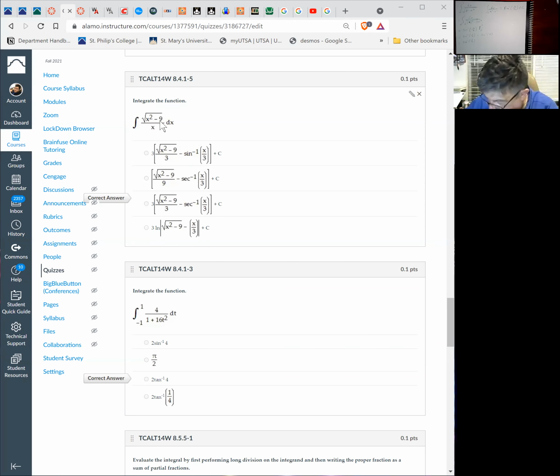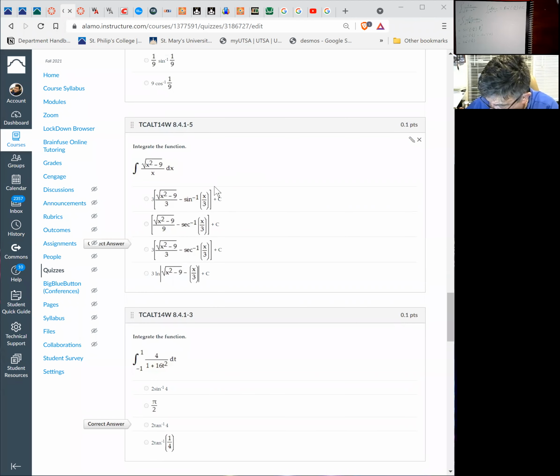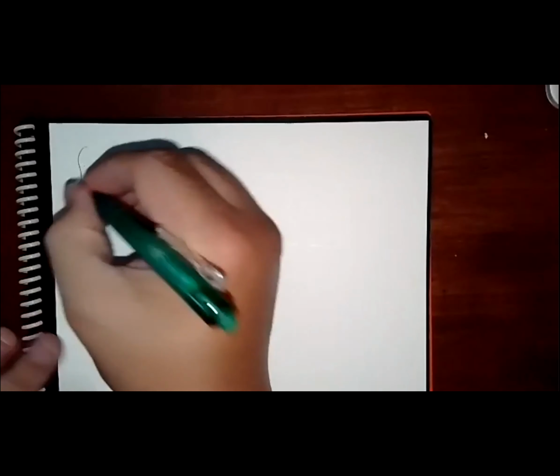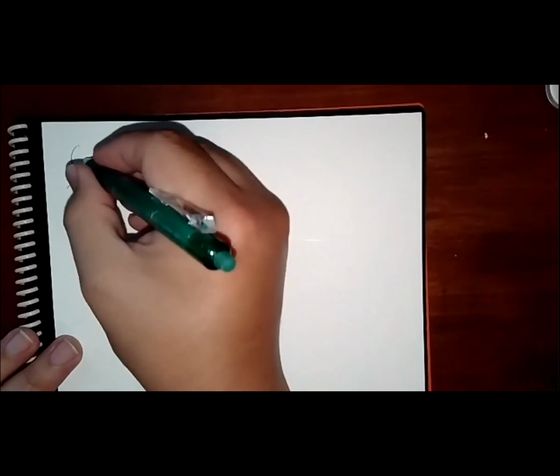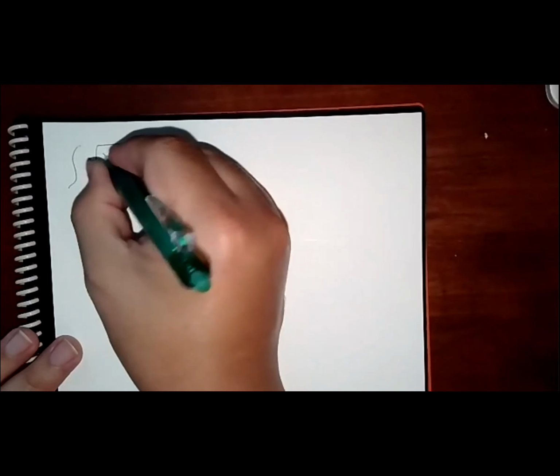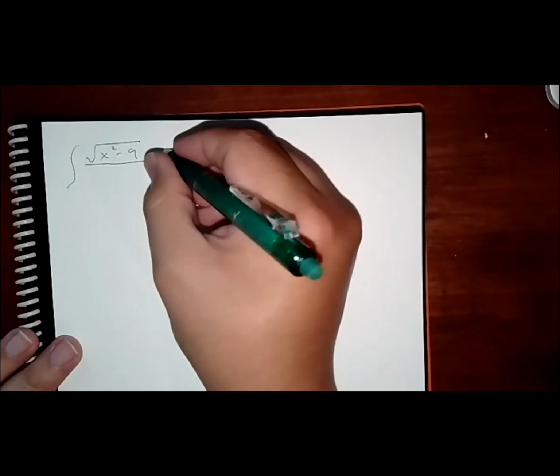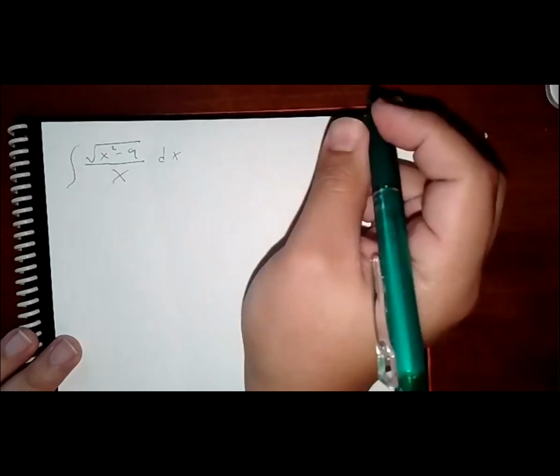Okay, you want to do one of these? Yeah, let's do one. Well, this one's easy. This one's a basic formula type. This one looks kind of hard. Let's do that one. Okay, so the integral of the square root of x squared minus 9 dx over x.